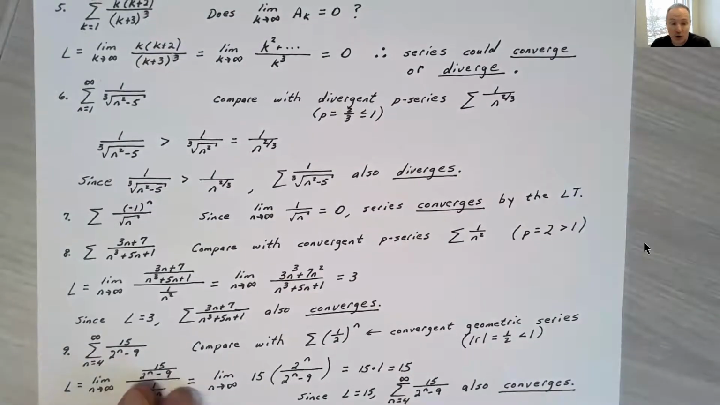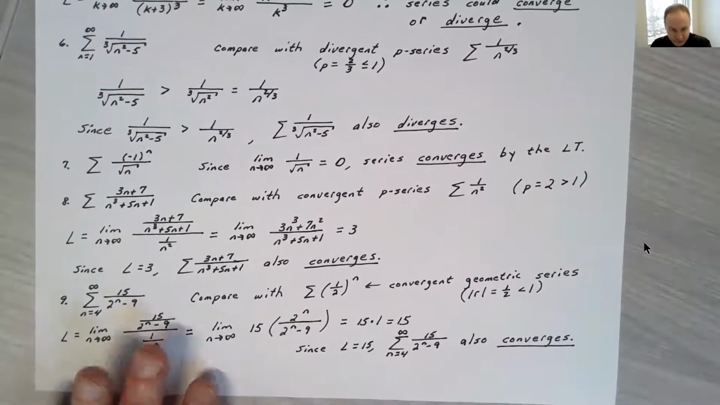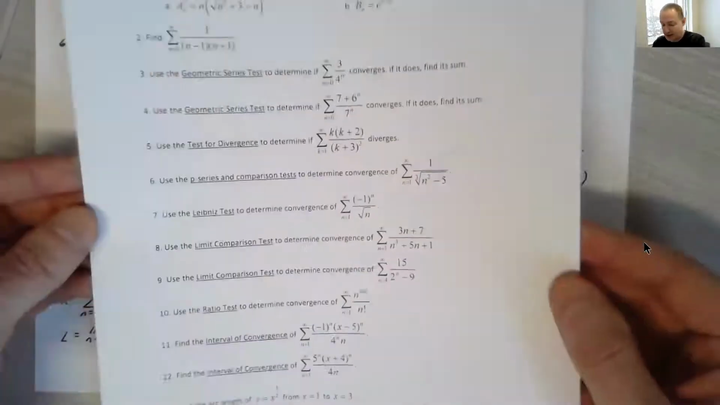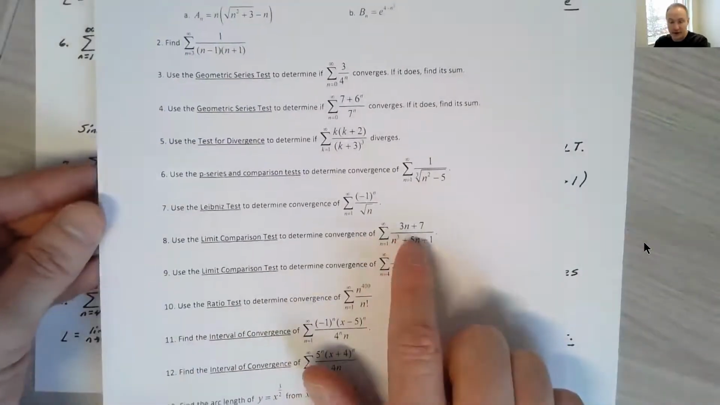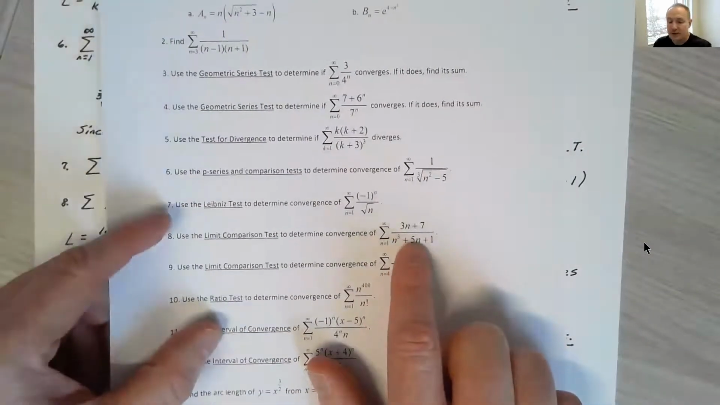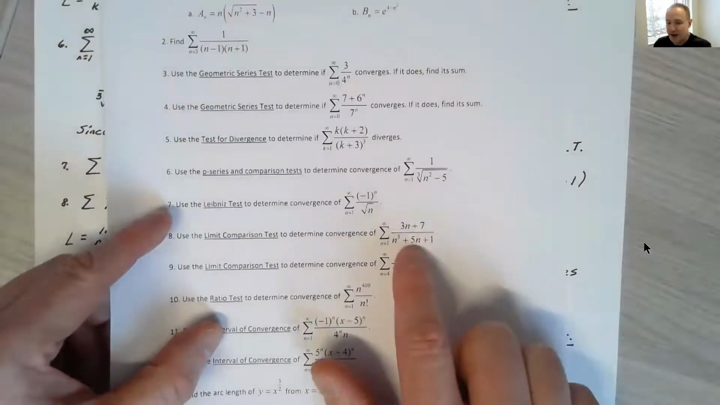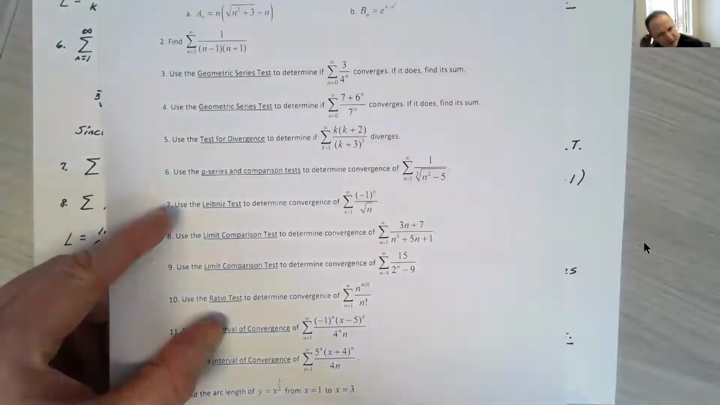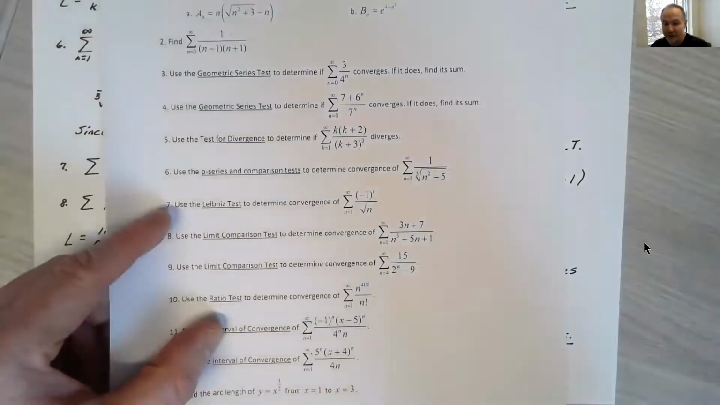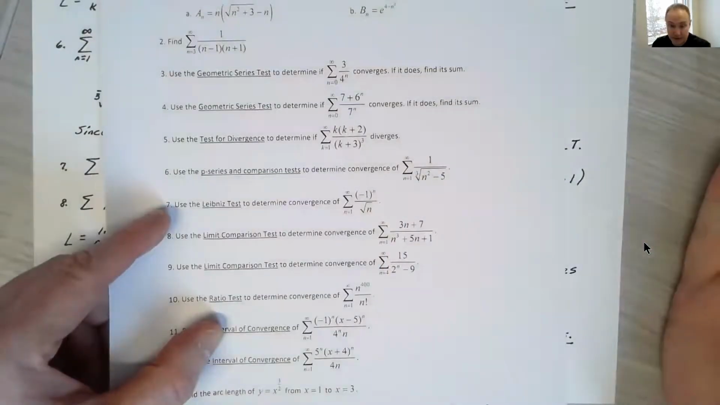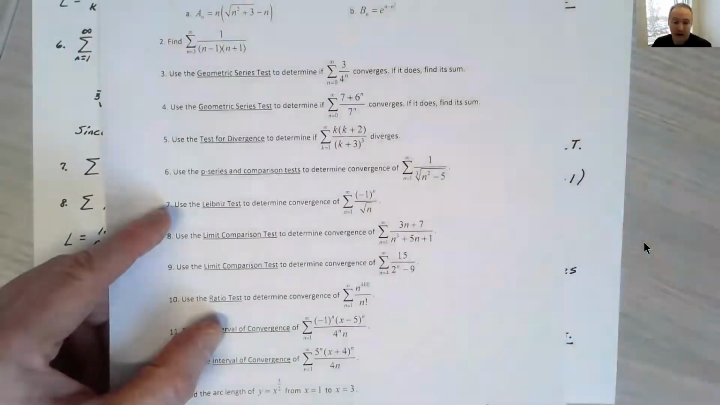Now, for number 8, I'm asking you to use the limit comparison test to determine the convergence of this series. Now, as soon as you see this series, anytime what's inside would be a rational function, you should be thinking, well, okay, I'm going to compare it with a p-series. P-series should always be the degree differential between the numerator and denominator. There's a degree difference of 2. I'm going to compare this with 1 over n squared.